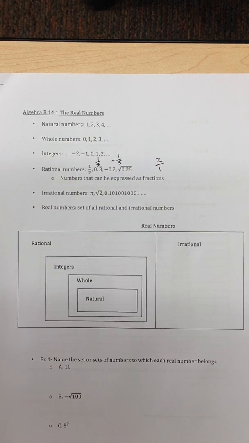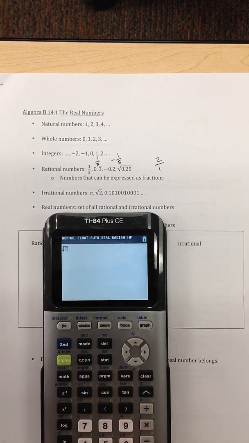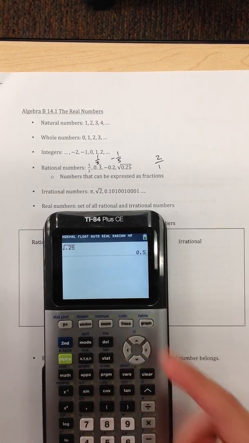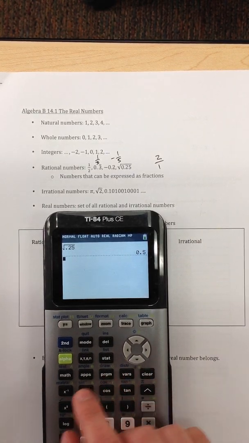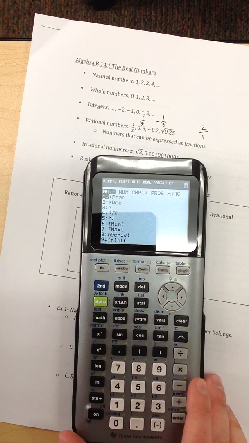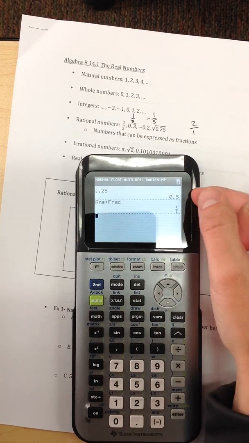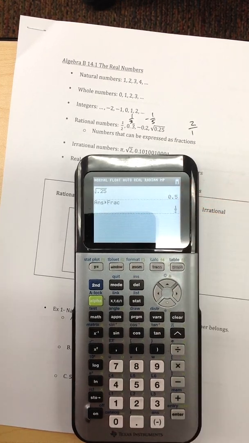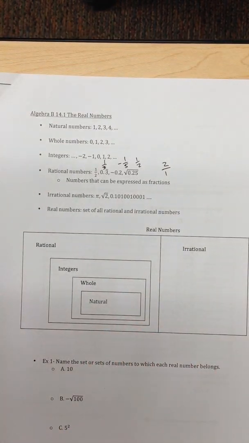If you did it on your calculator, you'd get a nice decimal that could turn to a fraction. Let me grab my calculator here and show you what you could also do. If you weren't sure on a number like square root of 0.25, you could plug that in your calculator and you get 0.5. If you weren't sure if that was a fraction, we know 0.5 is the same as a half. But there's also this math button here. If you press that, the first one, FRAC, is for fraction. If you push enter there, and then enter again, it'll turn whatever decimal you had to a fraction. That's another way you could double check that. But yeah, that one would end up being a half. So all of those could be turned into fractions, so those are all rational numbers.